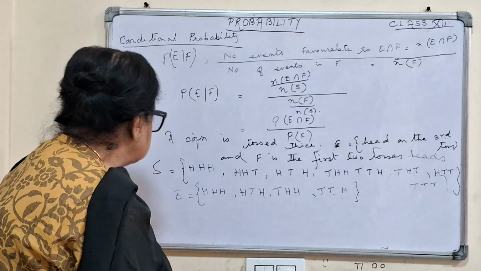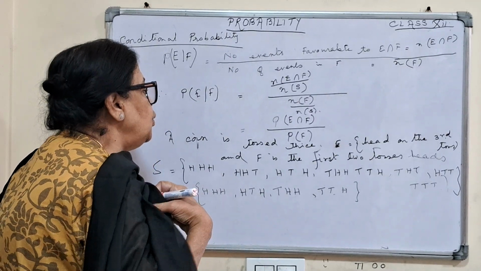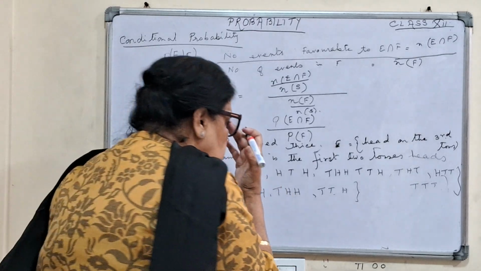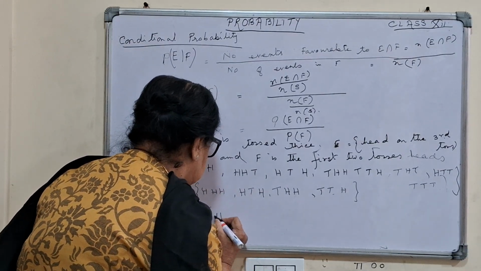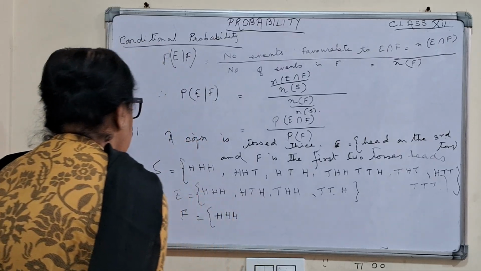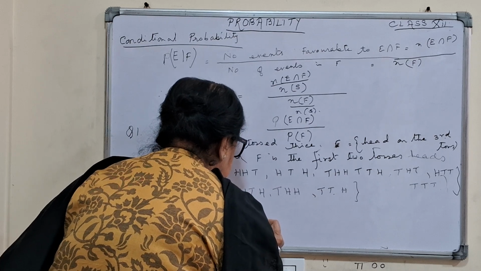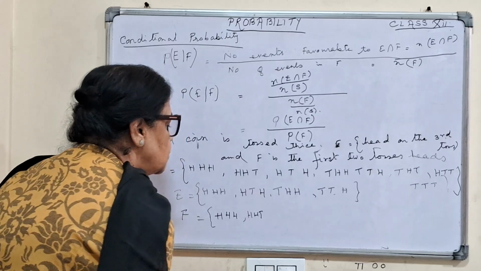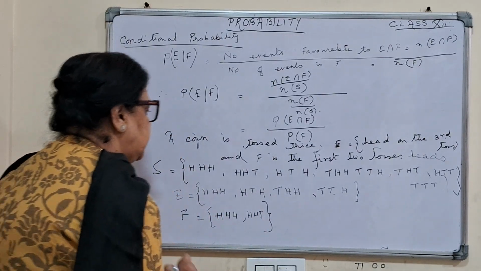And F is what? F is that the first two tosses are head. The first two tosses are head is HHH, HHT. Any more? No, we don't have more. So this is E and F.